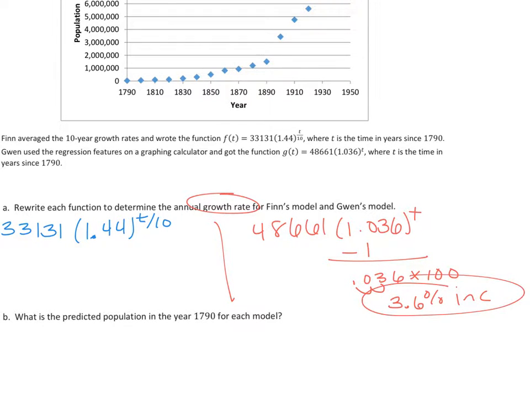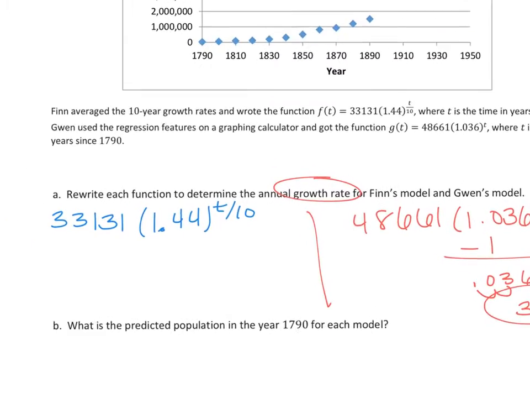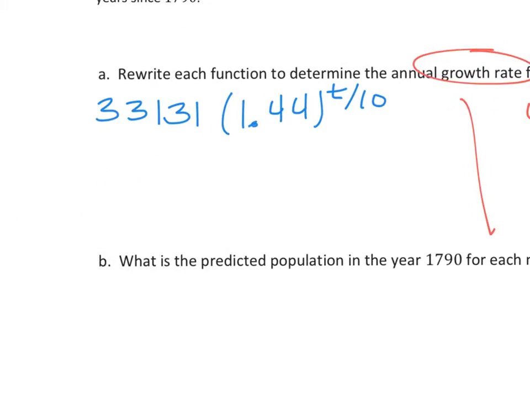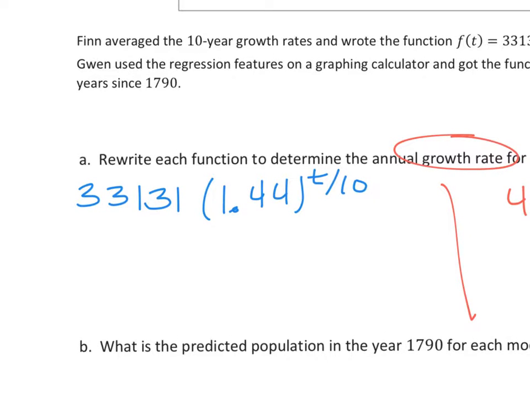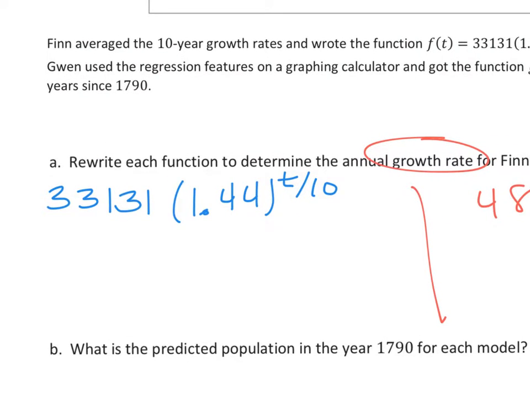Now again, the problem with Finn's model is that he decided to do it over a 10-year period, but we want the annual growth rate right here. So to make this a t and not a t over 10, we are going to manipulate it by taking the growth rate, 1.44, and separating the exponent to 1 over 10 times t. Now that is equivalent to t over 10 because it's multiplication.